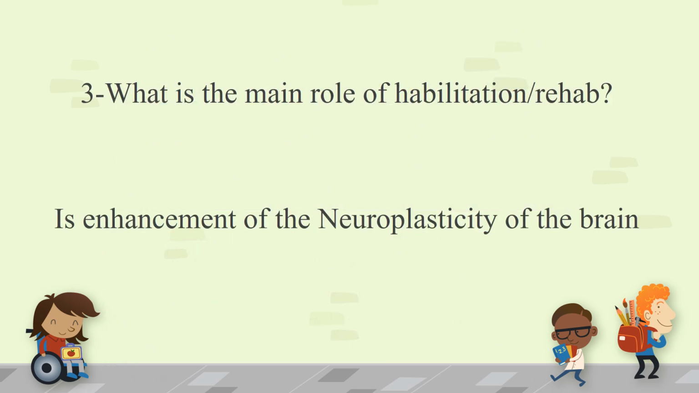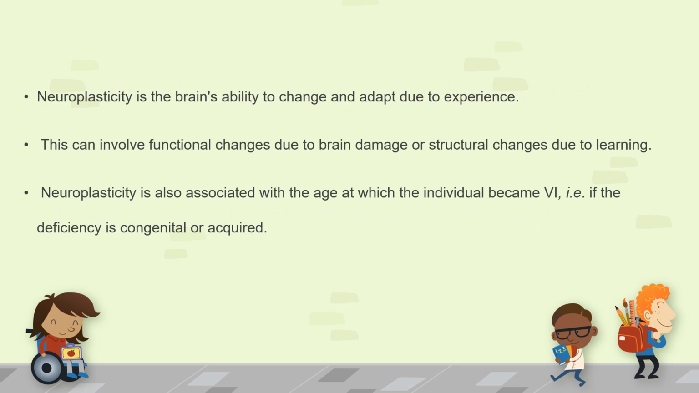So, what is the main role of habilitation and rehabilitation? The answer is enhancement of the neuroplasticity of the brain. Neuroplasticity is the brain's ability to change and adapt due to experience. This can involve functional changes due to brain damage or structural changes due to learning. Neuroplasticity is also associated with the age at which the individual became visually impaired. It means whether the deficiency is congenital or acquired.